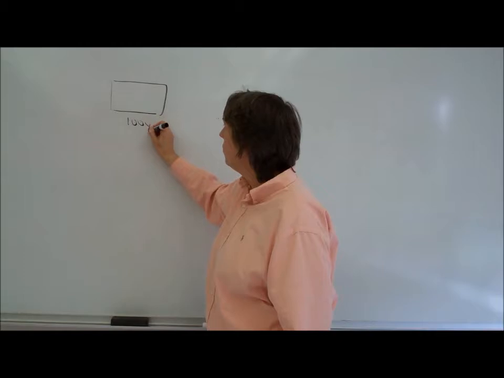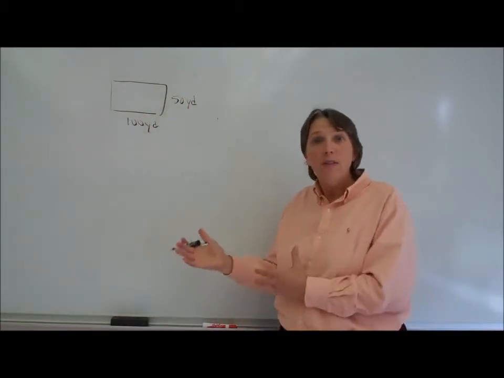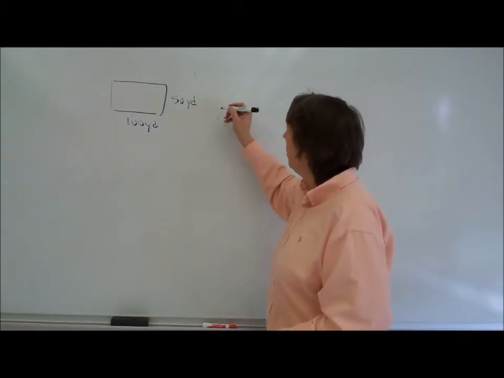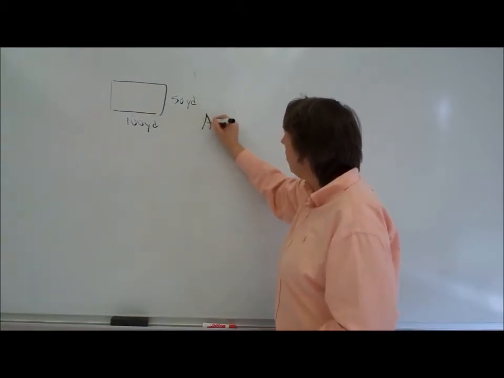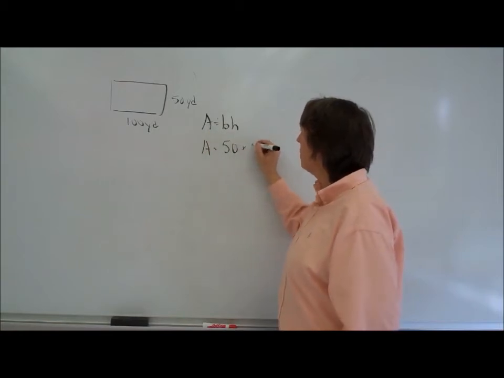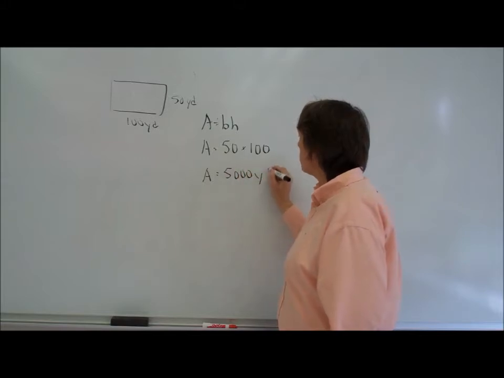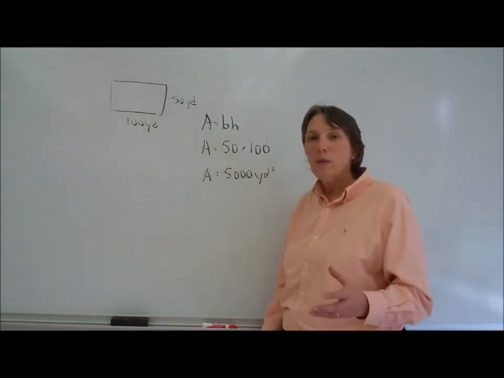The first thing I'm going to do is draw a little picture of my backyard, 100 yards by 50 yards. And the first thing I have to do after that is find the area of the backyard, base times height. So A equals 50 times 100, and A equals 5,000 yards squared. Now that's the total area of my backyard.